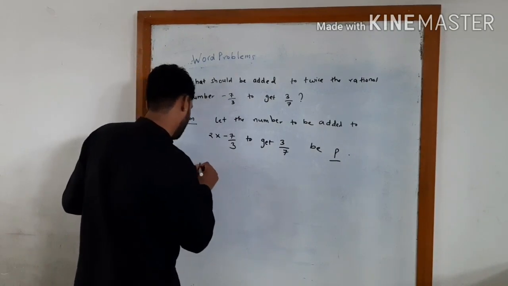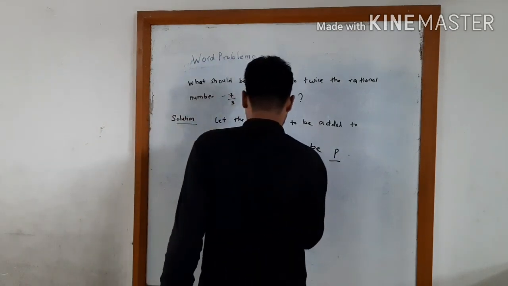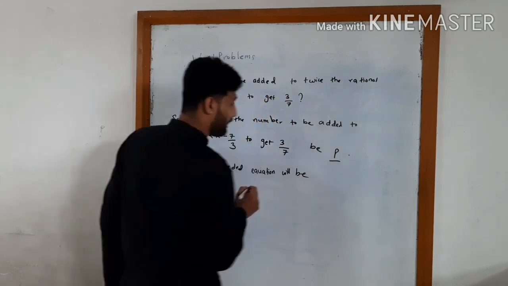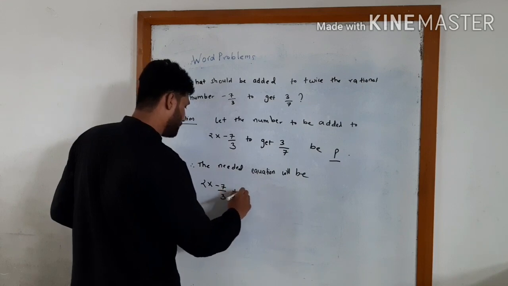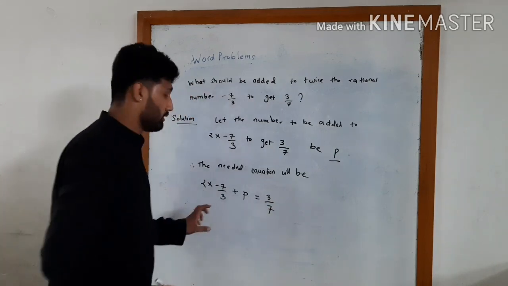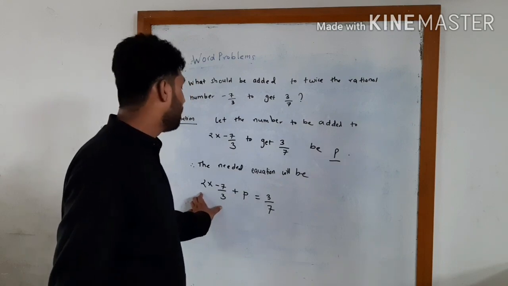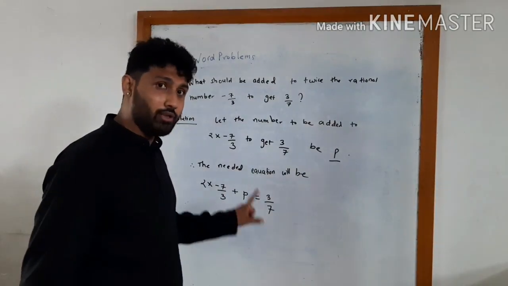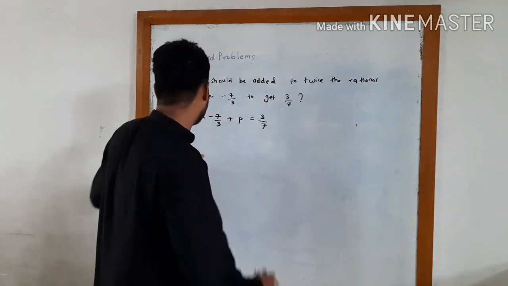Therefore, the needed equation will be 2 into minus 7 by 3 plus P is 3 by 7. See, what should be added to twice the rational number minus 7 by 3 to get 3 by 7. So this is how the equation is formed. So we have to now solve this. This is our equation. Let us solve this.